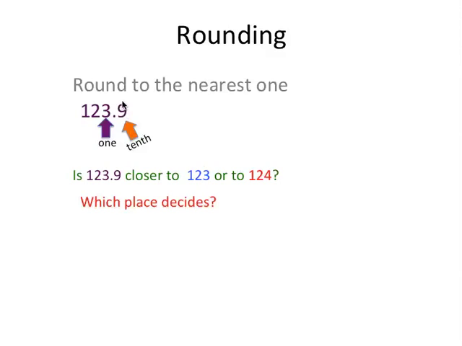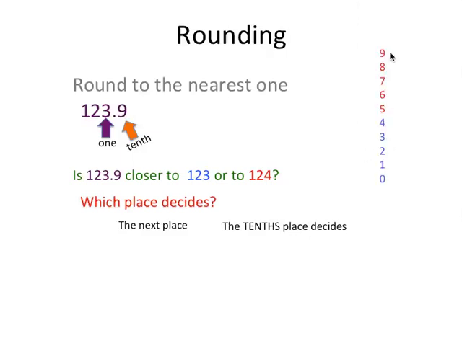It's this place, the 0.9. It's the 9 here that decides, and that's the tenths place, the next place to the right. Now all we have to do is look at that digit and ask ourselves, where does it fall?